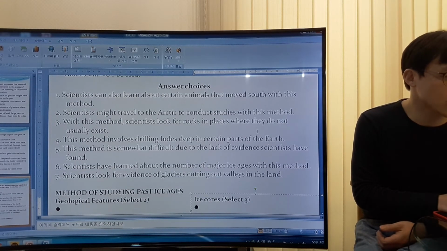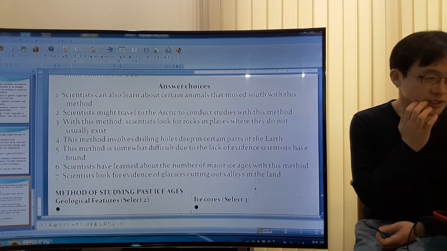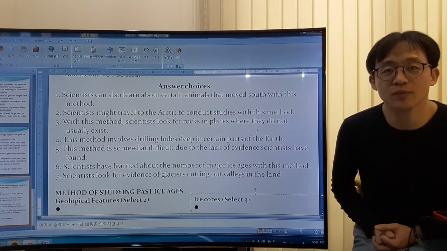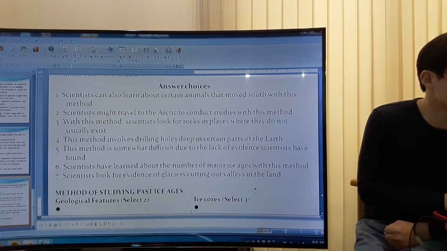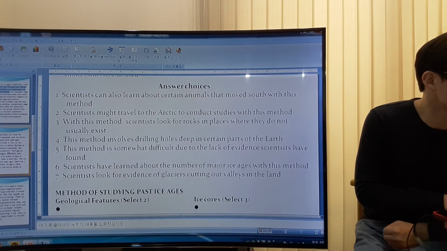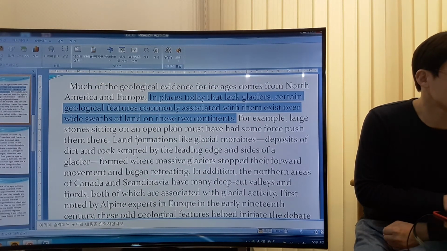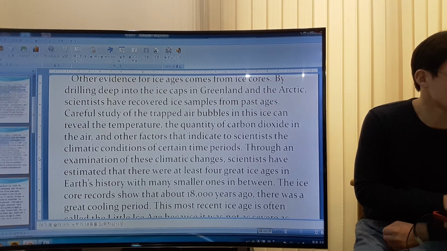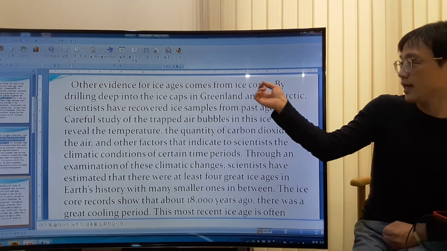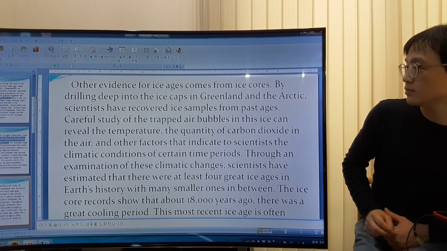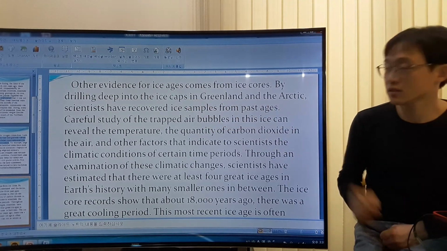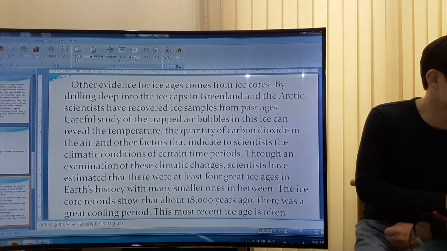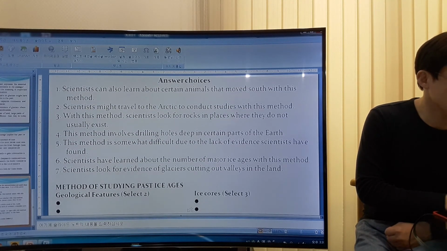Scientists might travel to the Arctic to conduct studies with this method. What does conduct mean? Conduct means to plan something and carry it out. So, which one? Studying the ice cores, right? By drilling deep into the ice caps in Greenland and the Arctic. Arctic here, right? So this method goes to the ice cores. Number 2 goes to ice cores.